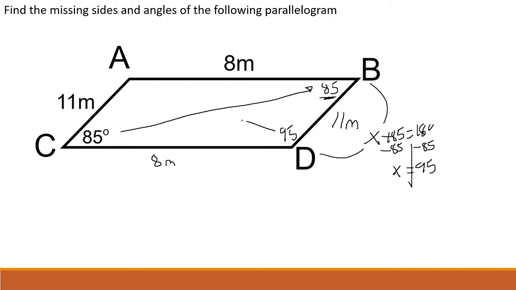And then again, opposite angles are congruent, so this has to be 95 as well. And that's a filled-in parallelogram. So again, opposite sides are congruent, opposite angles are congruent, and consecutive angles, or side-by-side angles, add to 180.